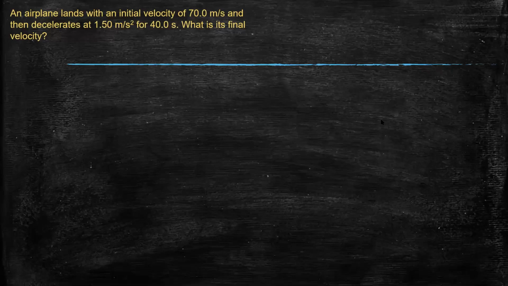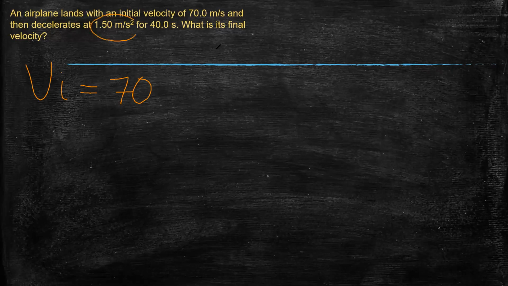Now, an airplane lands with an initial velocity. So what is V initial? 70 meters per second. And then it decelerates at 1.5 meters per second squared. This 1.5, what does it represent?